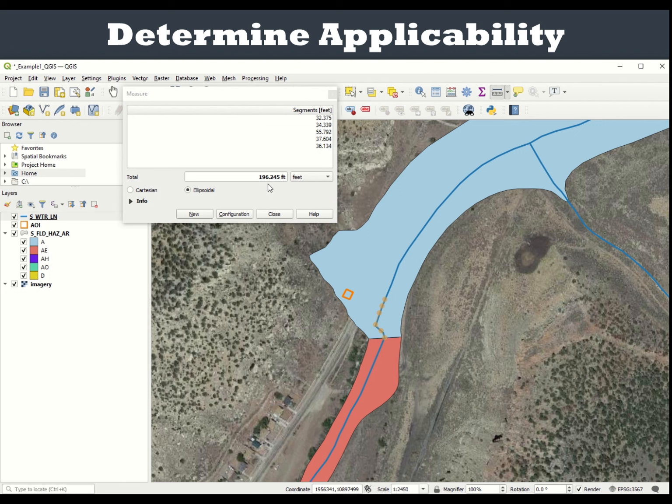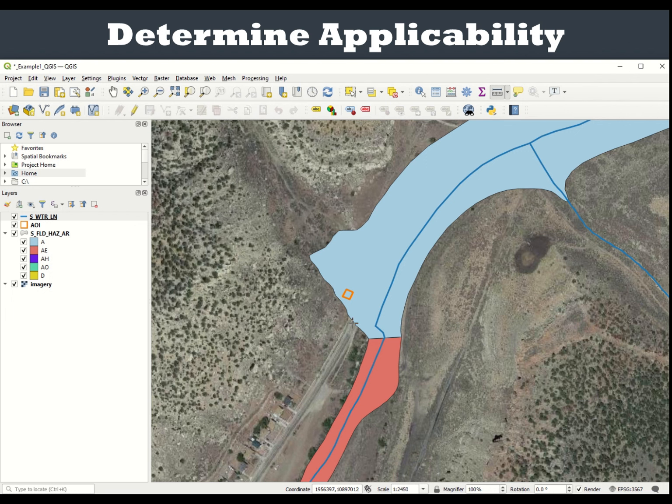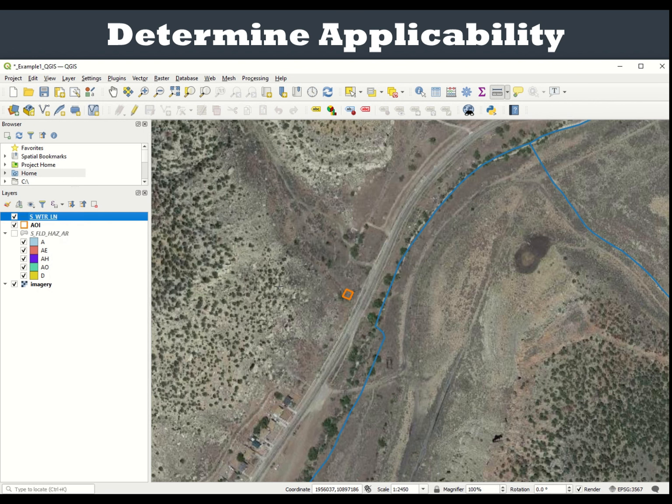This satisfies that requirement. Next, we need to check for backwater effects where a floodplain suddenly expands upstream of a road crossing, and also any obvious changes in the channel. In this example, I don't see anything significant that would negate this method.